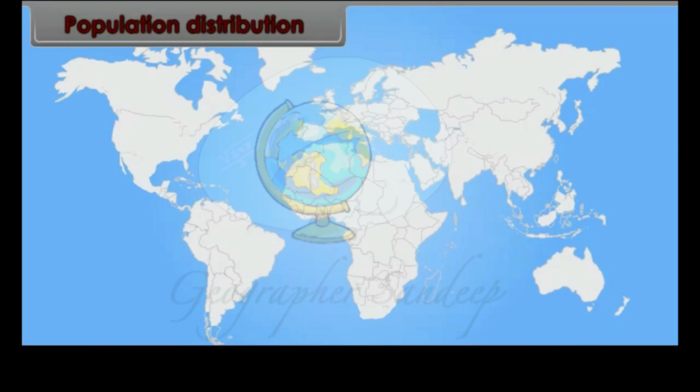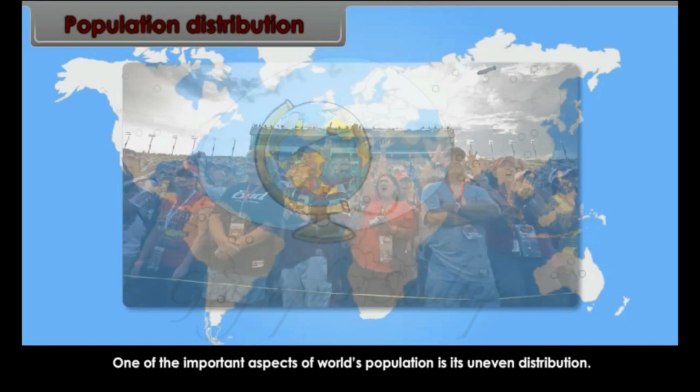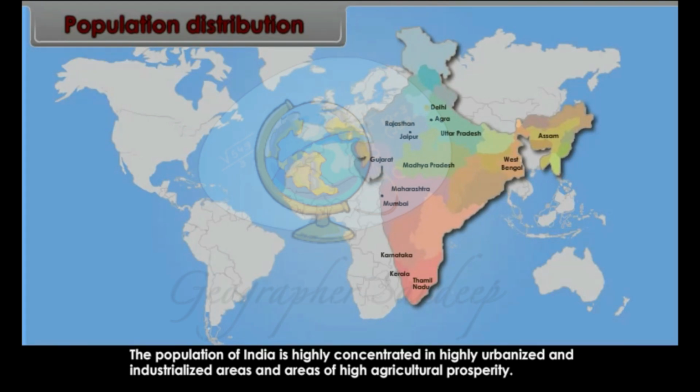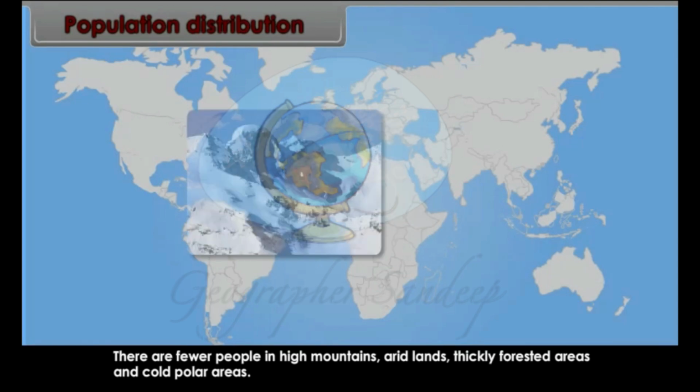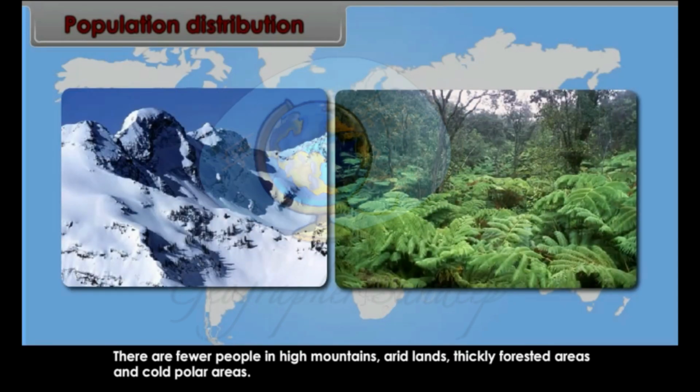Population distribution. One of the important aspects of world's population is its uneven distribution. The population of India is highly concentrated in highly urbanized and industrialized areas and areas of high agricultural prosperity. There are fewer people in high mountains, arid lands, thickly forested areas and cold polar areas.